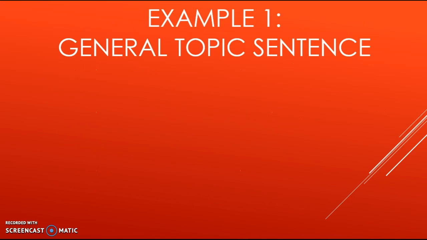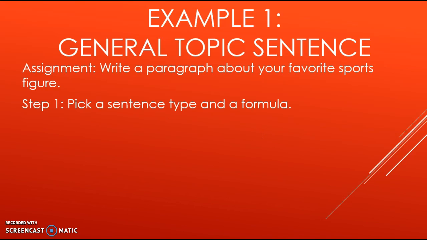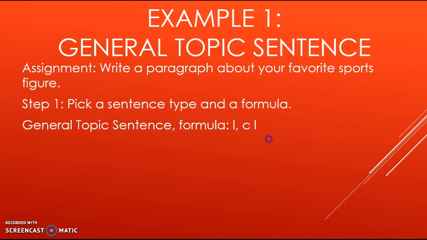So our first example is going to be a general topic sentence. And we are going to be doing an assignment that a teacher gave us, which is to write a paragraph about our favorite sports figure. So our first step is to pick a sentence type and a formula, and since we're doing a general topic sentence, that's done for us, and our formula is going to be L, comma, CL, since that's what our example has picked for us also.